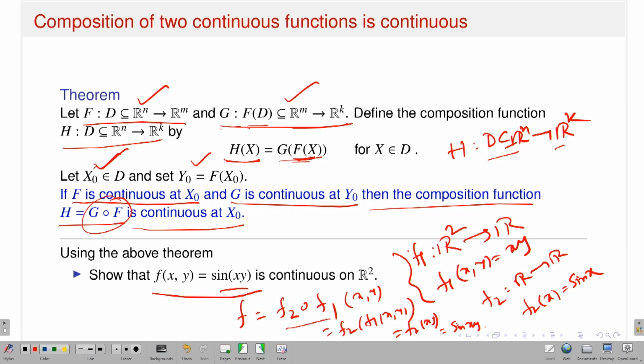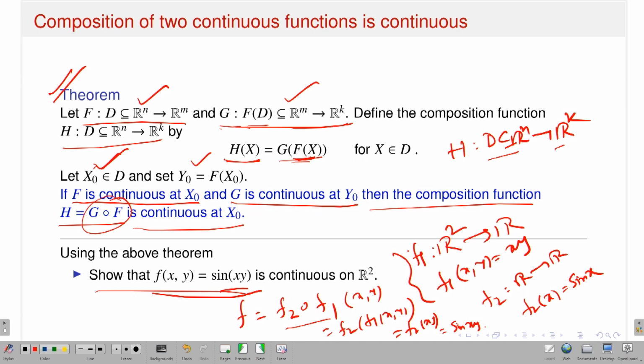f1 is a very nice function from R2 to R, which is nothing but (x, y) goes to x times y. This is a continuous function. You can just use the epsilon delta definition or the sequential criterion, whatever it is, you can prove that this is a continuous function. Similarly, f2 is a function from R to R, a sine function. This is also a continuous function. The composition of two continuous functions follows from this theorem, and therefore this function is continuous.